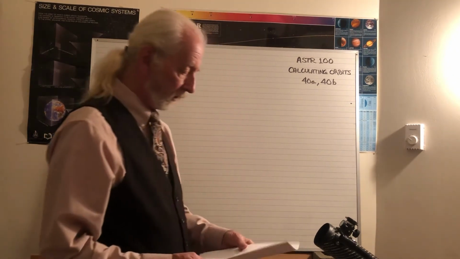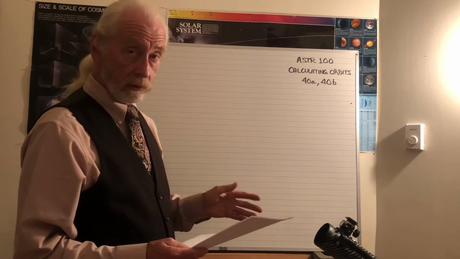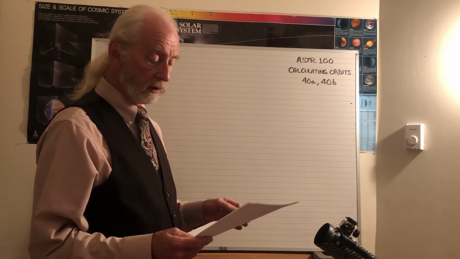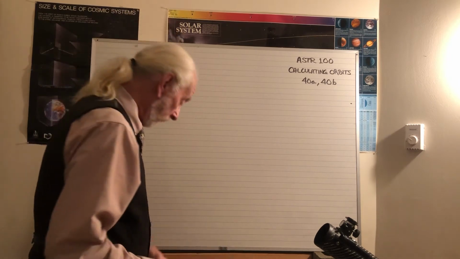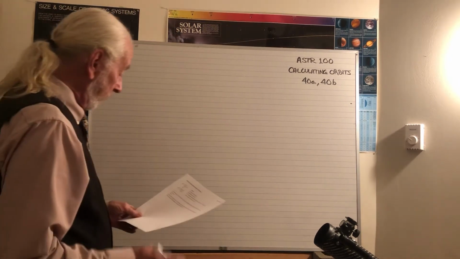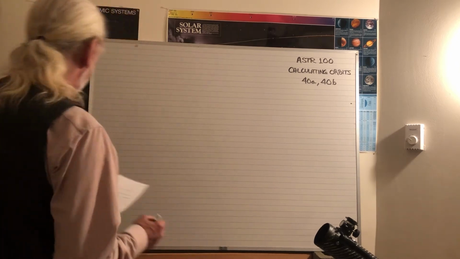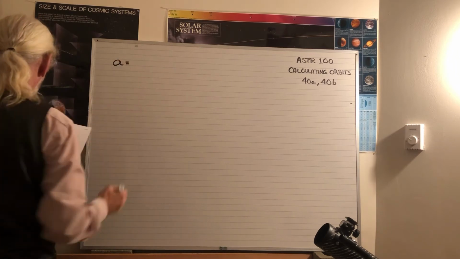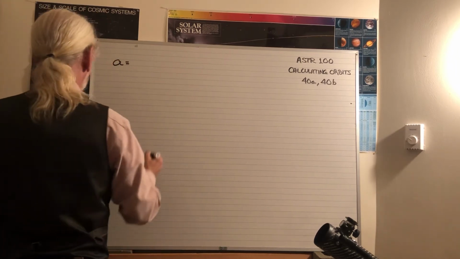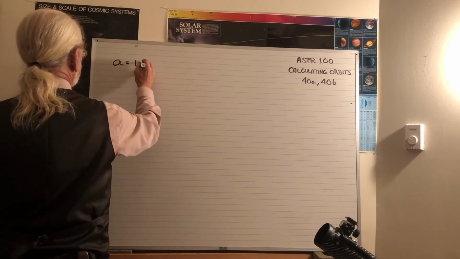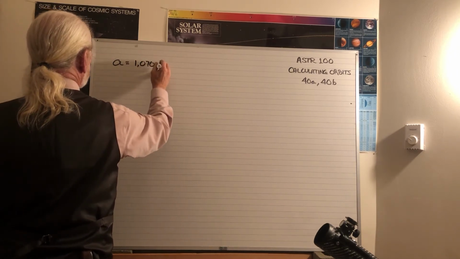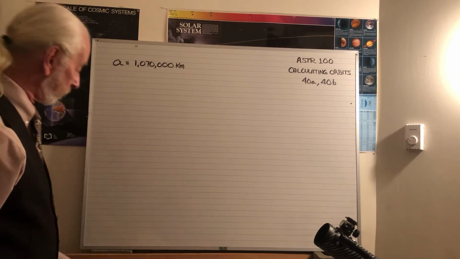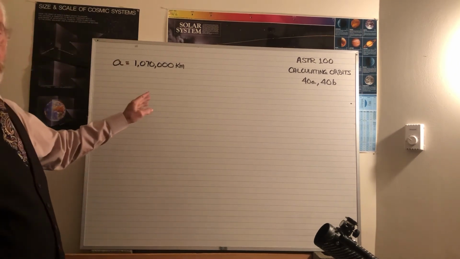So our first example here is using Newton's version of Kepler's third law. We're going to determine the period in days of Jupiter's moon Ganymede. So Ganymede's orbital radius, that would be a, is 1,070,000 kilometers. All right, now we cannot use kilometers. We have to convert that to meters, and we better use scientific notation.